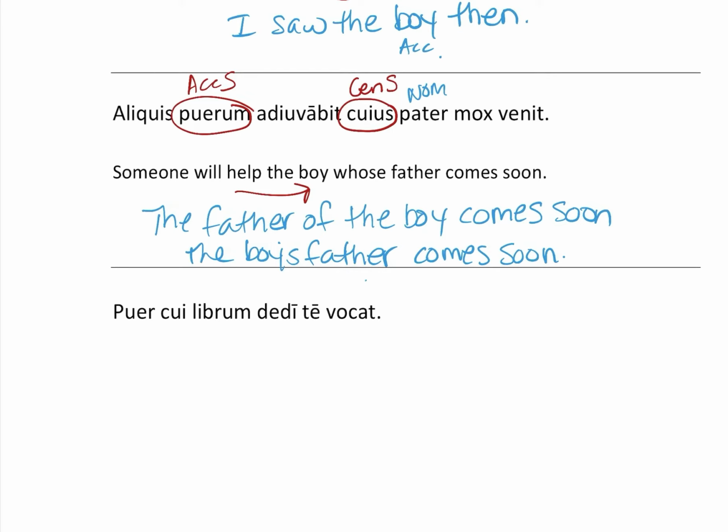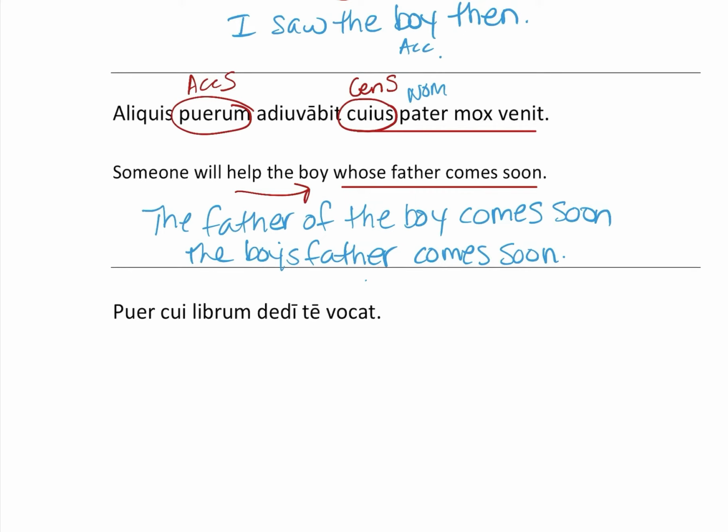All right, so let's take a look at the last one. I'm not going to give you a translation. Let's work it out together. So very clearly, I need to give you the whole phrase. Cujus pater mox venit. We got to go all the way to venit because we have to remember we have to have a verb and a subject in the relative clause. And if we take that out, someone will help the boy. That leaves a complete sentence, which is what we have to do. There has to be an independent clause, a complete sentence, along with a relative clause, which is not a complete sentence. They have to pair together.